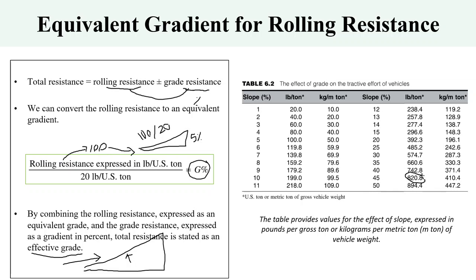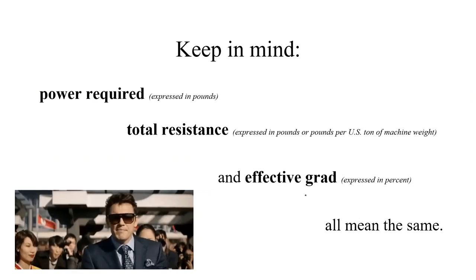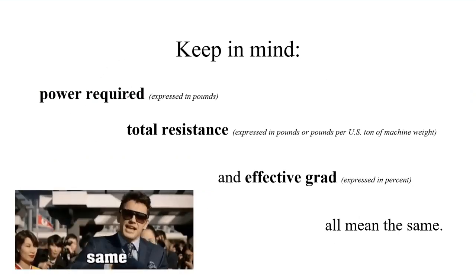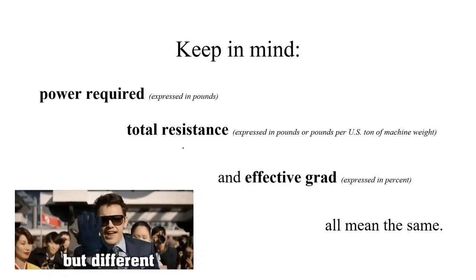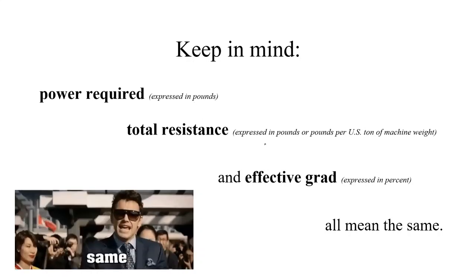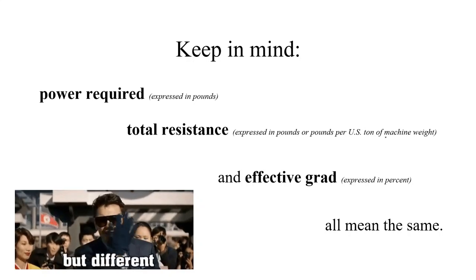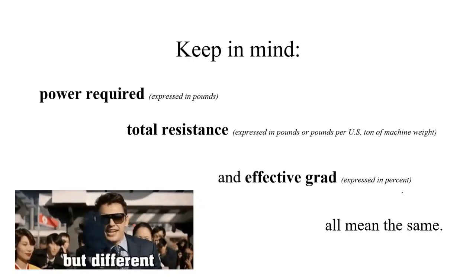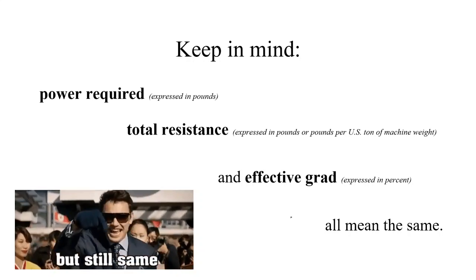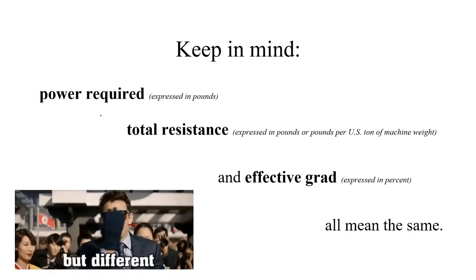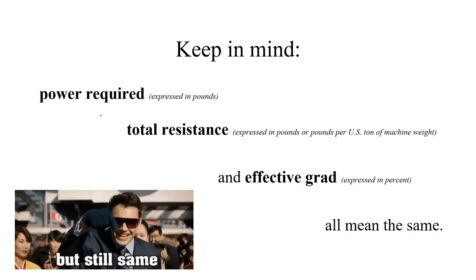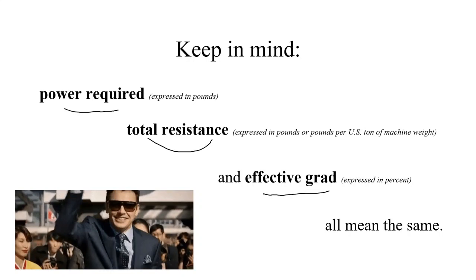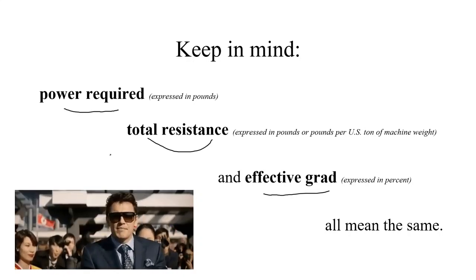to move the machine, to overcome the resistance. All right. So, before we move on, remember power required, which is expressed in pounds, total resistance, which is expressed in pounds or pounds per US ton of machine weight, and also effective grade are all the same. So in the exam, in the homework, or in quizzes, if you see these words, remember, they are all the same.